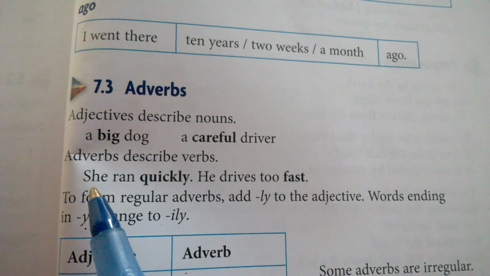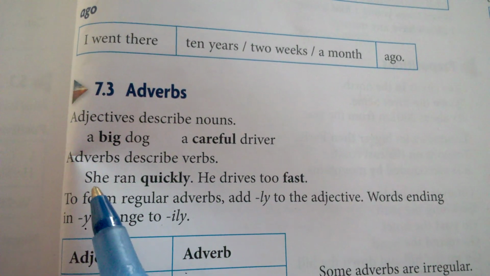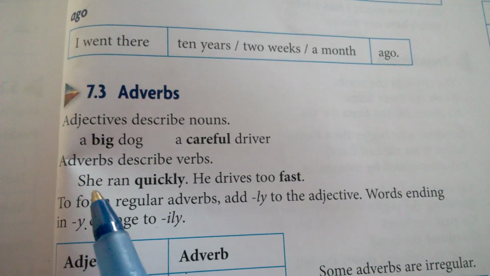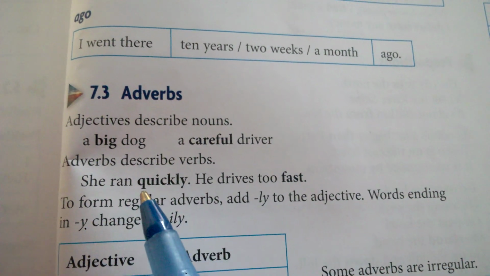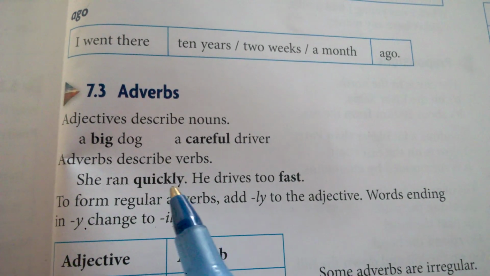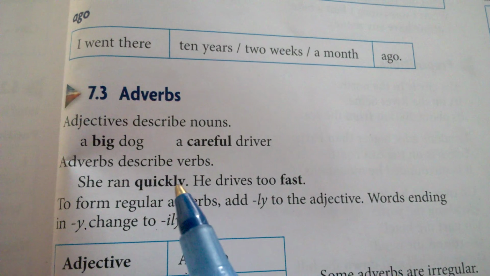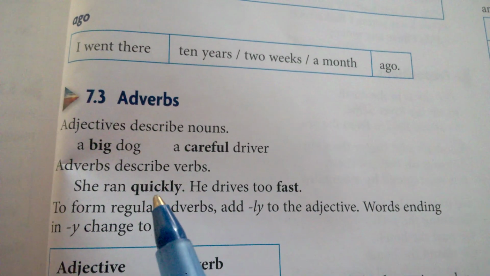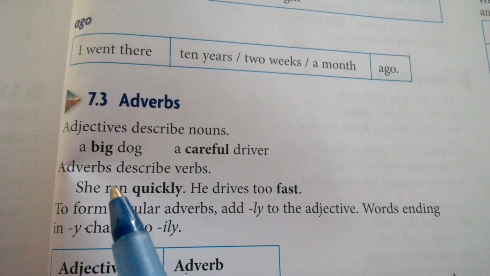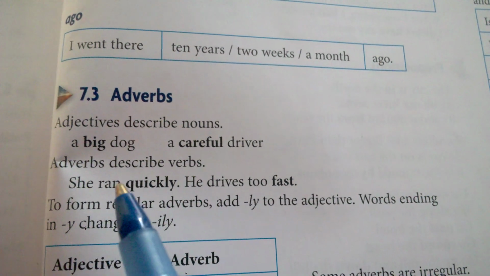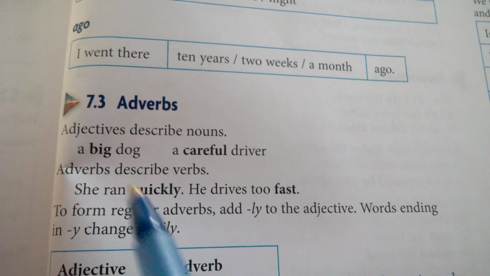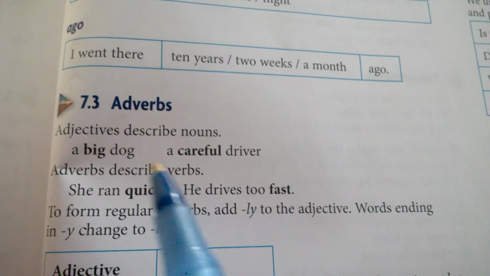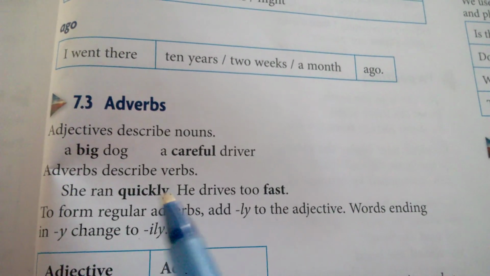If you look at this example sentence, you can say she ran, but you can also say she ran quickly. Here the word quickly, look at how in an adverb you add ly to the word quick. This word says something about ran. She didn't just run, she ran quickly. Quickly says something about ran. So that's an adverb, and because it says something about the verb, you add ly.